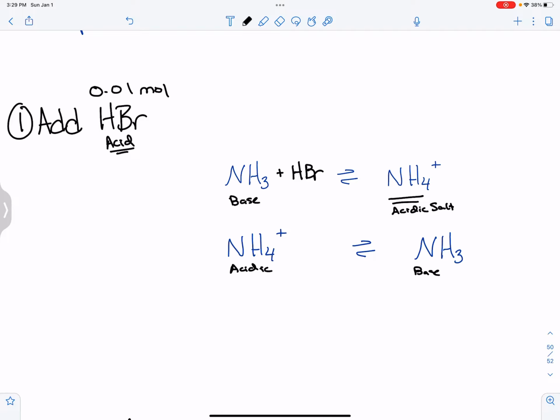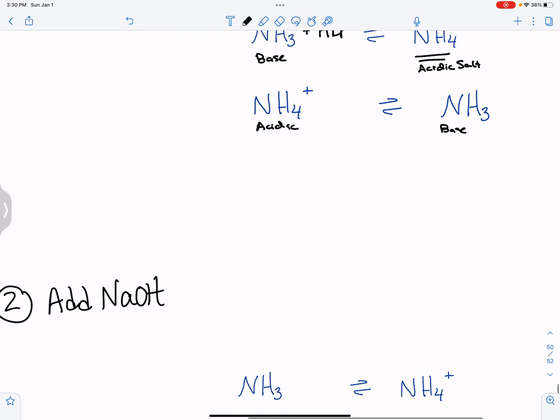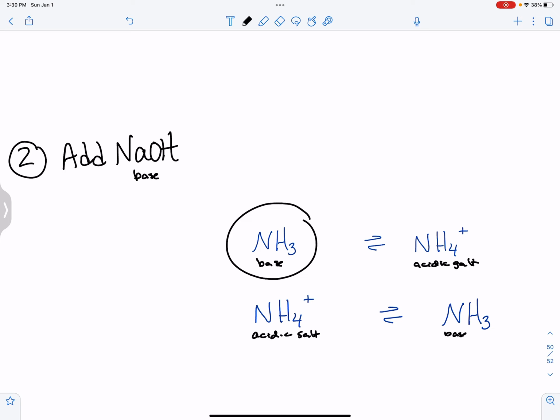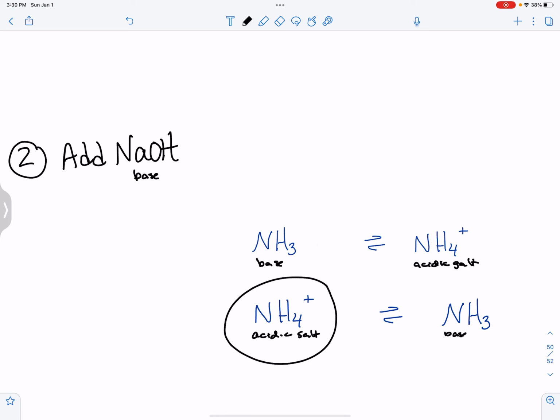Now, in contrast, I'm going to switch over to our second case, and that'll be where we add our NaOH. Again, this is a base. It's a really strong base. Is a base going to be interested in reacting with a base or an acidic salt? It's going to be interested in the acidic salt. So in this one, it's not going to be the NH3 side that reacts. It's going to be the acidic side that reacts. So I just wrote these as two. It's the same equilibrium. I just reversed the way that I wrote it so that you could see them reacting.